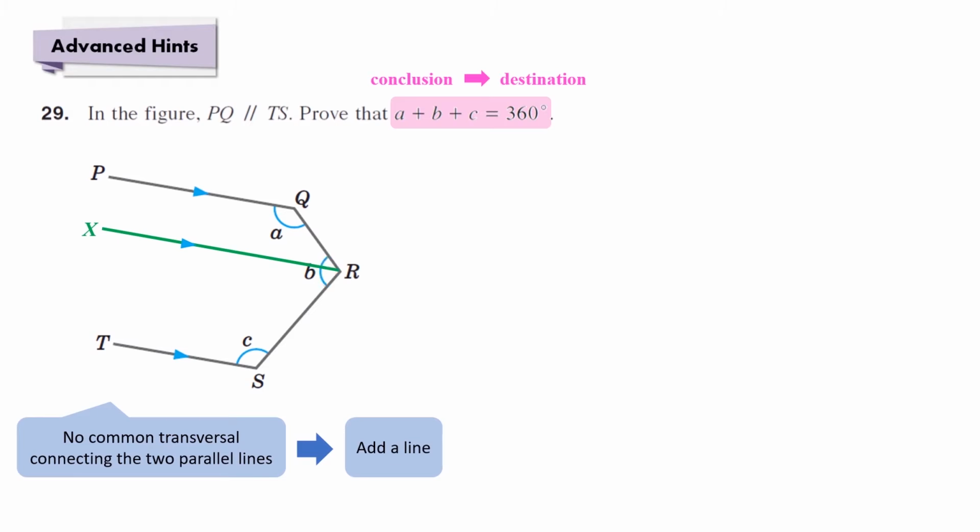Note that we split angle B into two parts, B1 and B2, which are not equal. We have B equals B1 plus B2. For the upper part, we see that PQ and XR are parallel. So we have A plus B1 equals 180 degrees. We have to write down the corresponding reason, which is interior angles, PQ parallels XR.